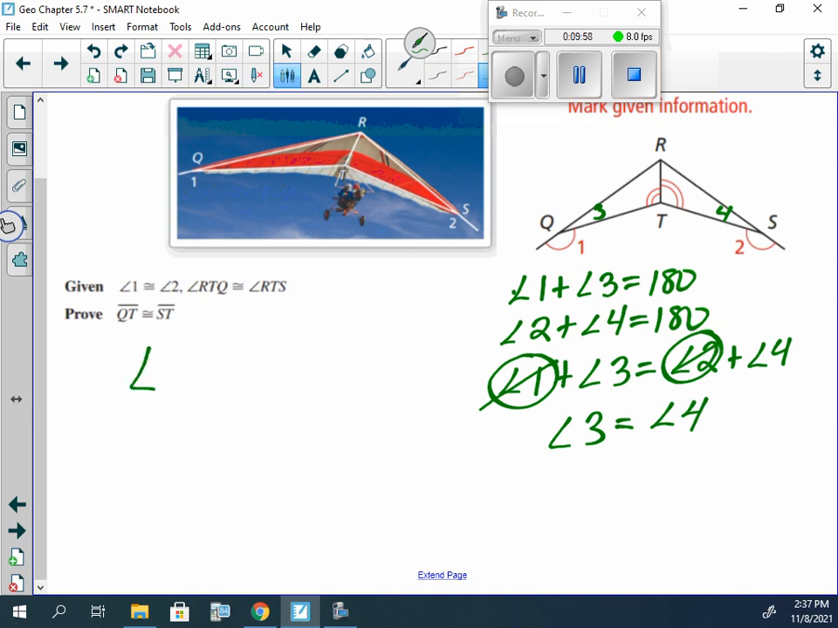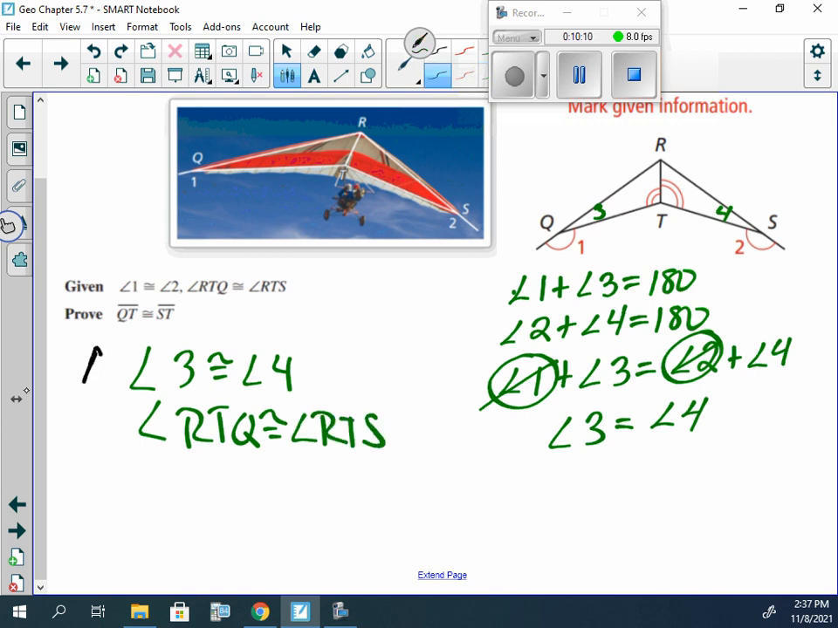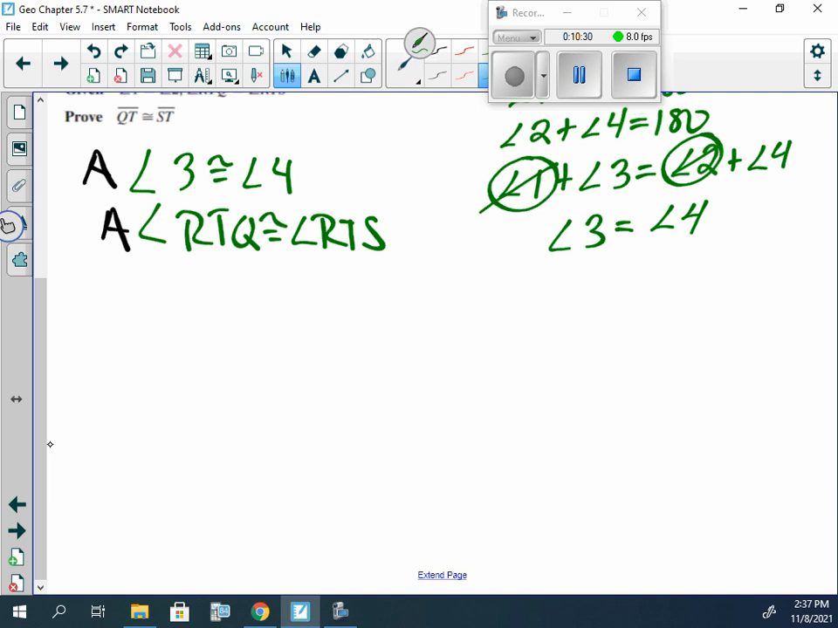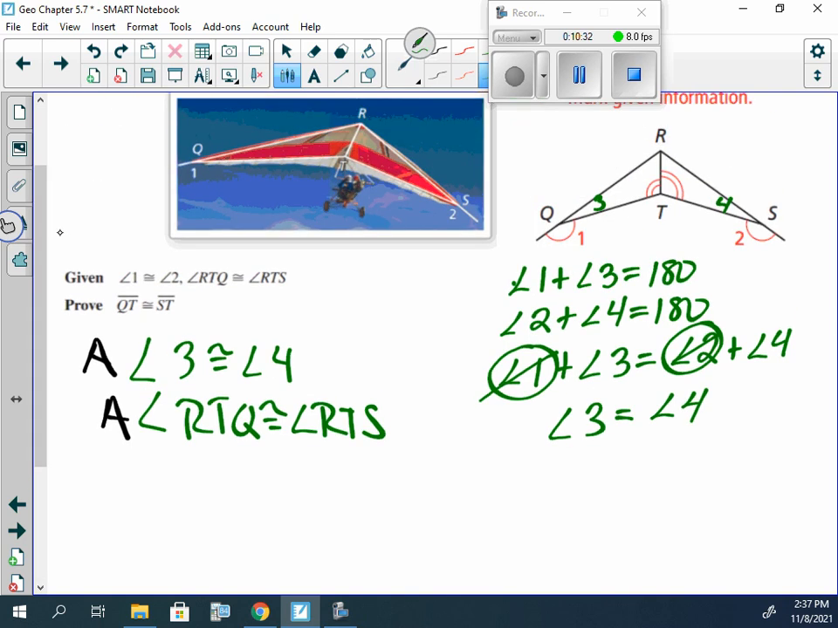So what we do know is that angle 3 is congruent to angle 4. We also know that RTQ is congruent to angle RTS. Now, what we're really doing at this point here is trying to prove that the two triangles are congruent. Because if we can say that the two triangles are congruent, then we can say their parts are congruent as well. What other piece of information do we have or can I use to be able to say that these two triangles are congruent?